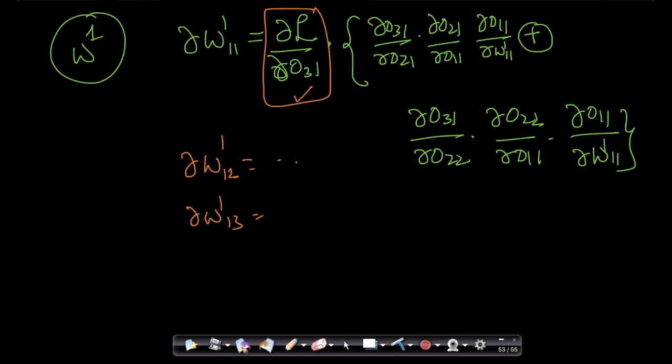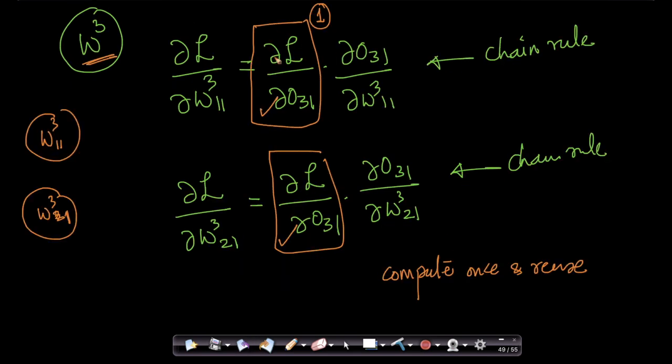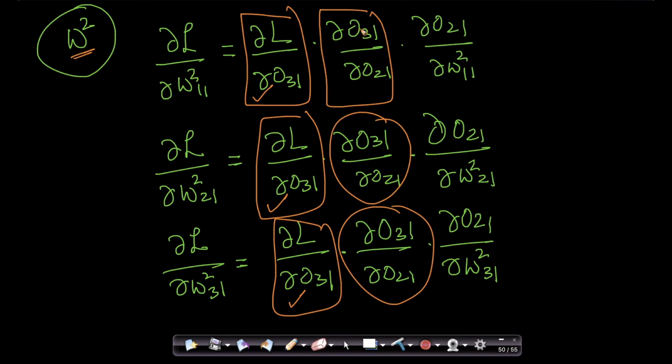Right? And this is staring at our face here. Because once you compute the derivative of L with respect to O31, you can reuse it many times. Similarly, look at the W2 weights. If I compute this derivative of O31 with respect to O21, I can reuse it here, I can reuse it here.